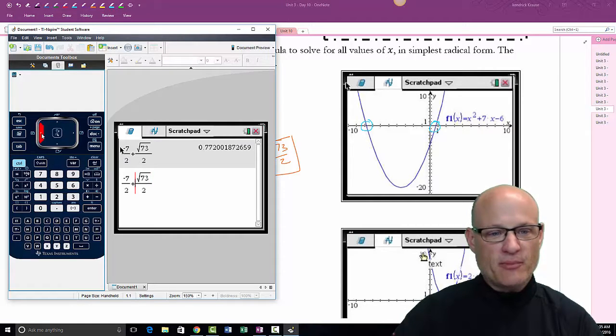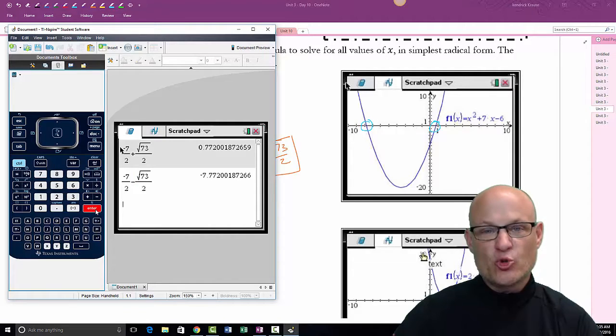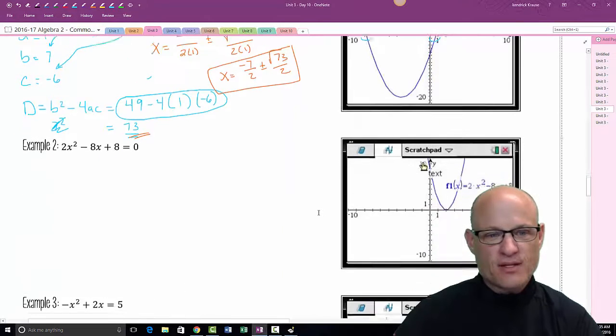And the way to get the other one is just hit the up arrow. You don't have to retype all that. You just change this to a minus, and you click OK. And those are the two x values. Those are the two roots, and they'll ask you to round them sometimes.